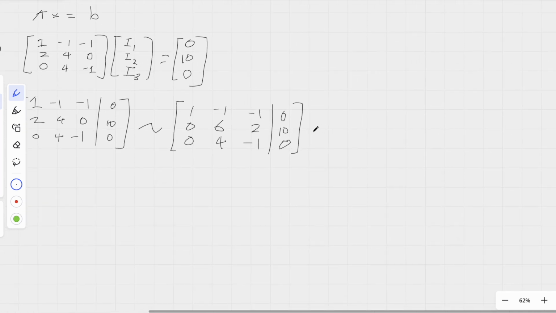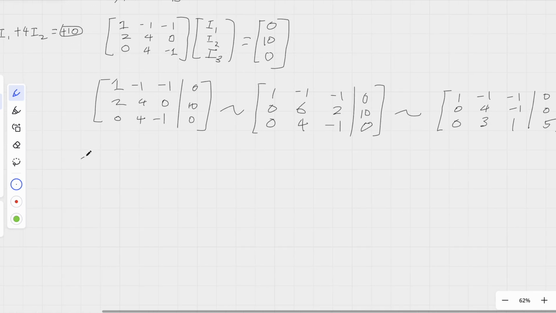And then this will become 1, -1, 0. We can simplify this one first. And we could swap these two rows. So it could be 0, 4, -1, 0. And divide this one by 2. 0, 3, 1, 5.